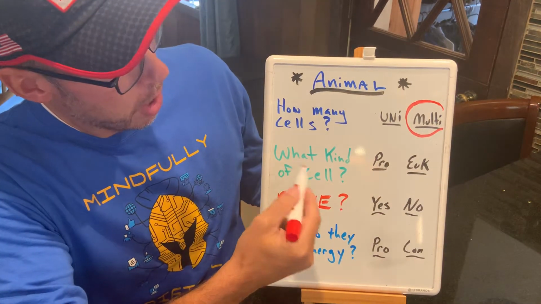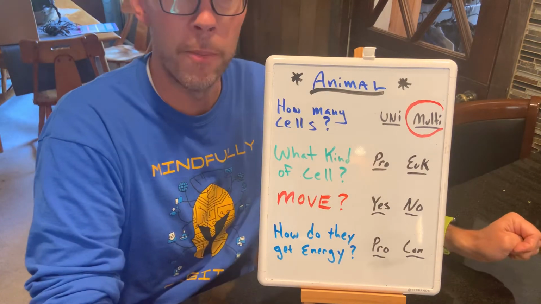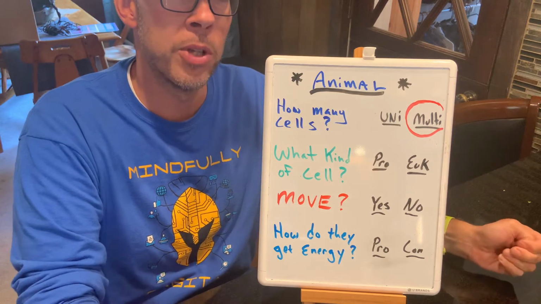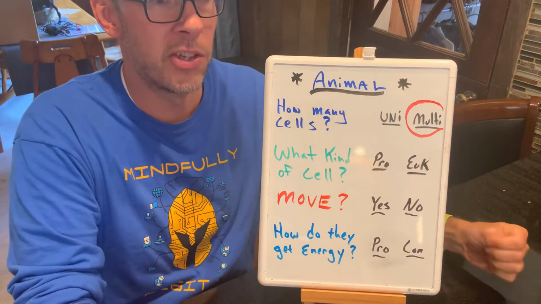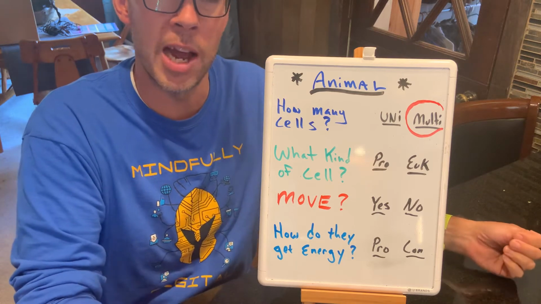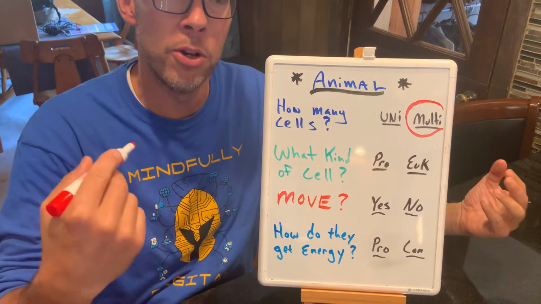Next question, what kind of cell are we made of? Well, there's two kinds of cells in this world. There's prokaryotic cells. Bacteria are the only ones that have prokaryotic cells. It's such a simple cell. And then there's the eukaryotes. I always remember that I'm a eukaryote because you and me, humans, are eukaryotes.